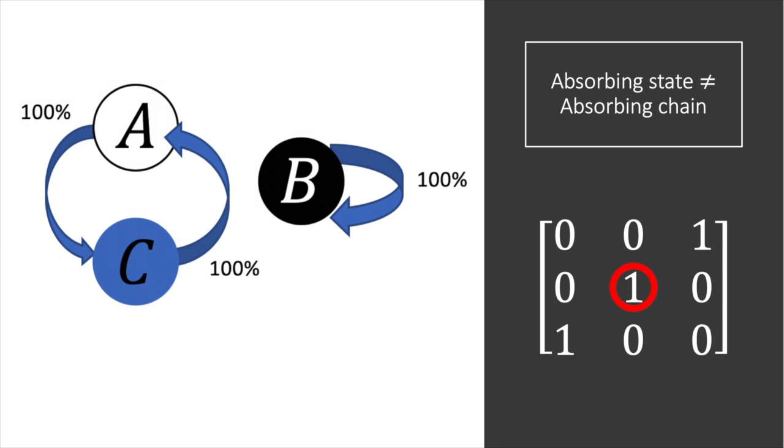However, not all the matrices that have an absorbing state are absorbing Markov chains. For example, in this matrix, A and C simply swap around even though B is an absorbing state. So this won't approach a stationary matrix. This makes sense when considering the transition diagram.